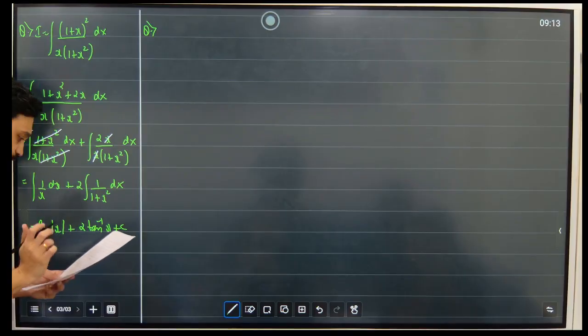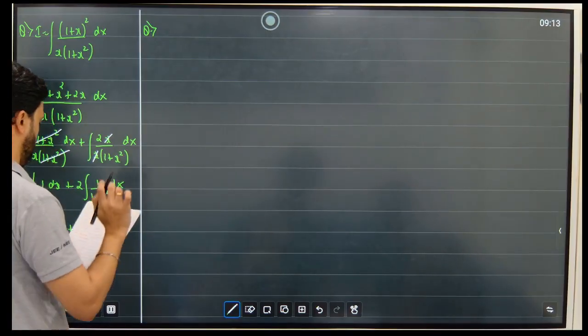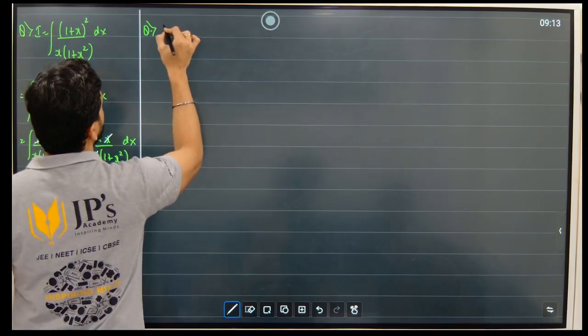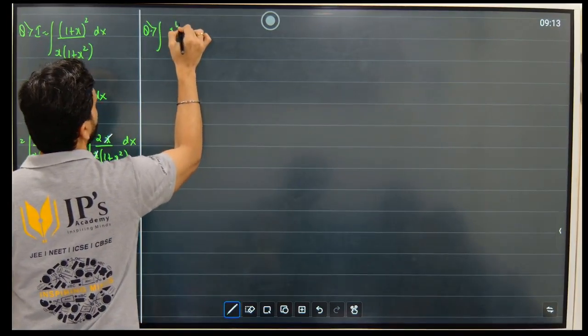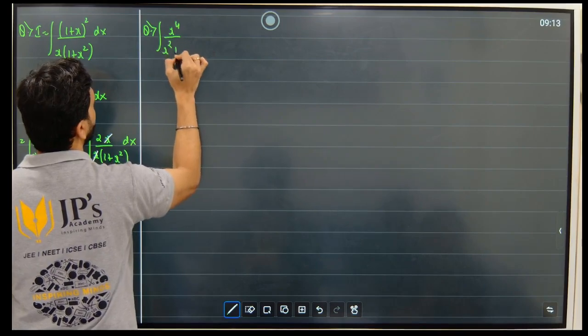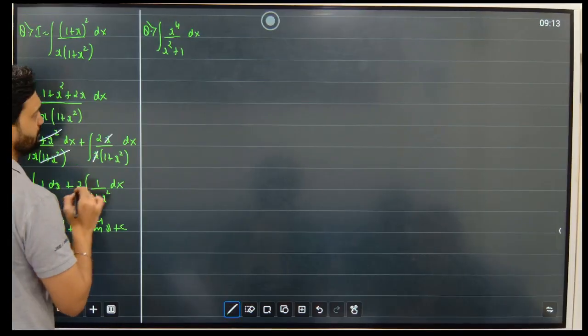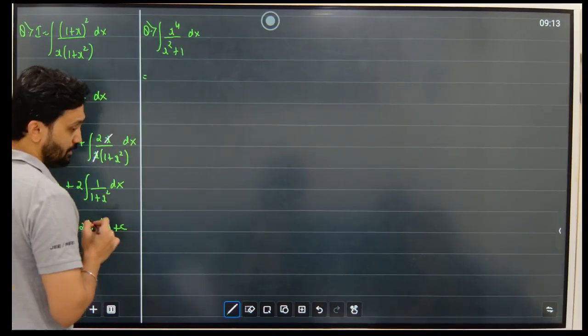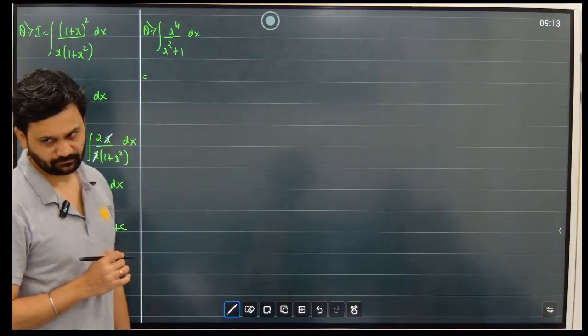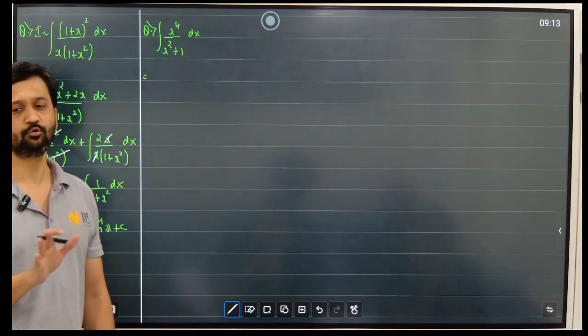Now, the next question, if I have to solve, okay, integration of x raised to 4 upon x square plus 1 dx. Very simple sum. Below, x square is given, but above it is x raised to 4. Now you can do it by long division, but preferred, don't do it by long division.